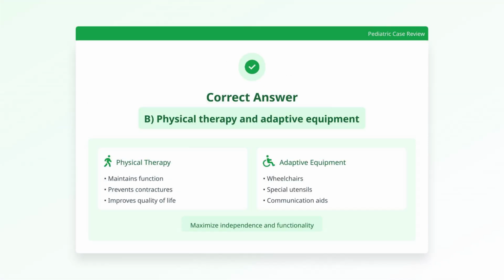Physical therapy and adaptive equipment are the most appropriate interventions for managing neurological symptoms in ataxia telangiectasia. Regular physical therapy helps maintain function, prevent contractures, and improve quality of life. As the disease progresses, patients benefit from adaptive equipment such as wheelchairs, specialized eating utensils, and communication devices. These interventions focus on maximizing independence and functionality.